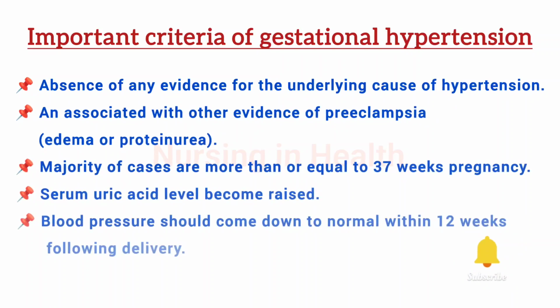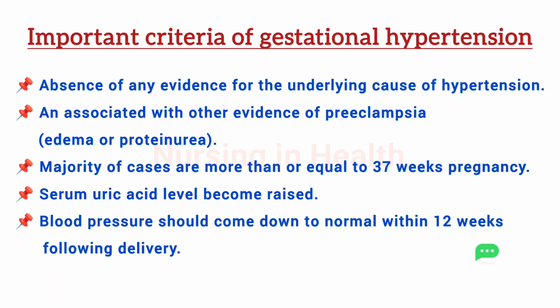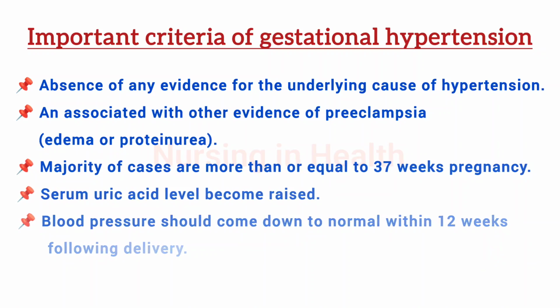Some important criteria related to gestational hypertension. During gestational hypertension, there is absence of any evidence for underlying cause of hypertension, unassociated with other evidence of preeclampsia. The majority of cases are at more than or equal to 37 weeks of pregnancy. Serum uric acid level becomes raised. The blood pressure should come down to normal within 12 weeks of delivery.